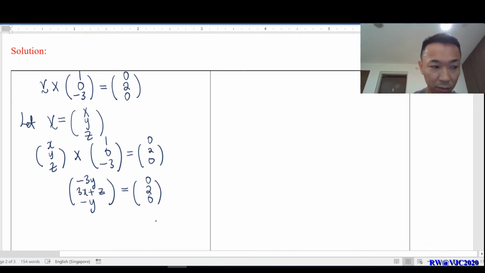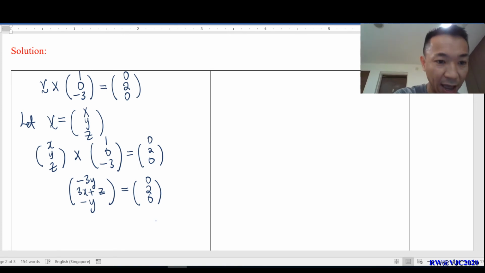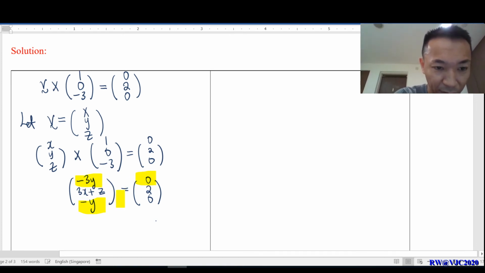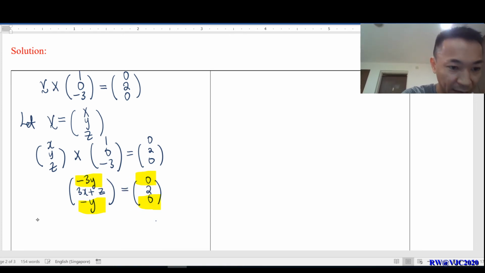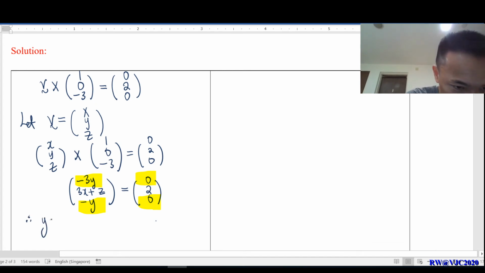Now equating, what do we get? Look at the first line and the third line, we will immediately get y equals to 0. Therefore, looking at the second line, you get 3x plus z equals to 2.